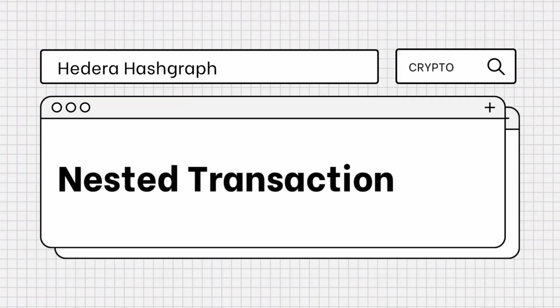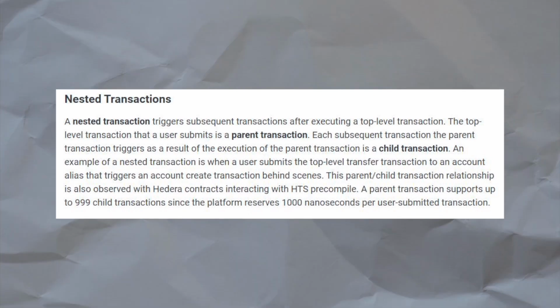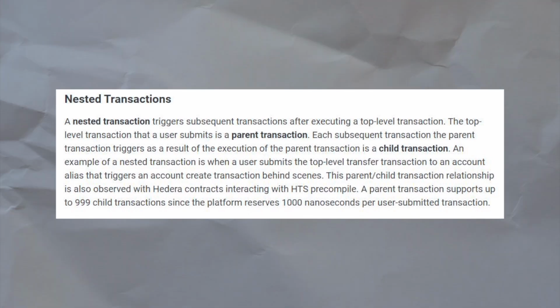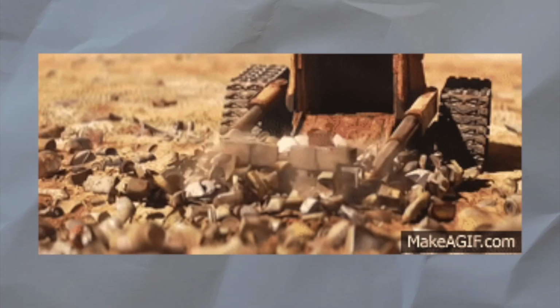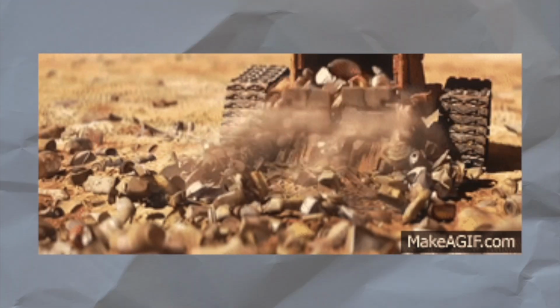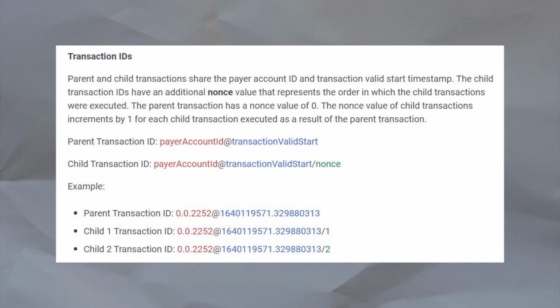Nested transactions. Now that we know more about transactions, let's explore the concept of nested transactions. A nested transaction is a type of transaction that involves grouping multiple transactions together and treating them as a single unit. This is typically used when a user wants to bundle several transactions into one single transaction. The top level transaction that a user submits is a parent transaction. Each subsequent transaction the parent transaction triggers as a result of its execution is called a child transaction.